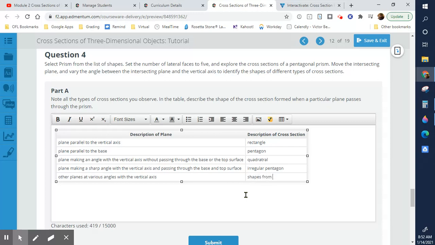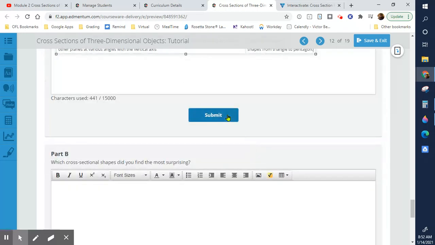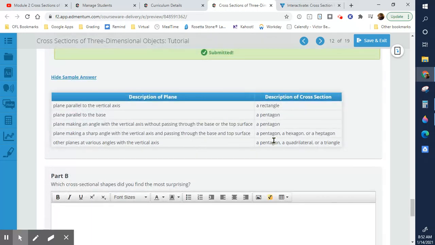So let's see what they put for their answers. Pentagon, okay, so there are various shapes. And apparently that bottom one did have multiple answers it could have been. Which one of these shapes are the most surprising? At this point, I don't think any of them were really that surprising.